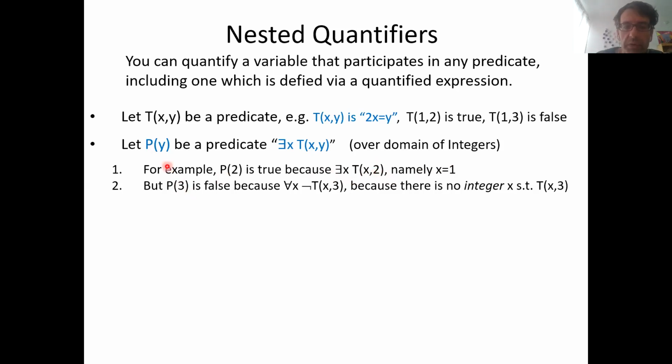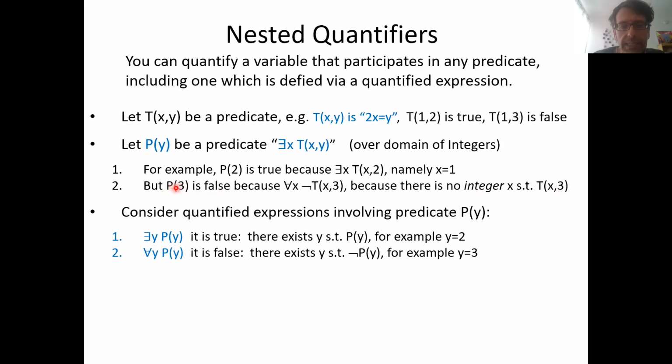Consider y equals 3. Then this statement is not true. It's not true that there exists an x such that 3 is its double. Indeed, for all x, it is the case that 3 is not a double of x. So there is no integer that makes this statement true, and therefore P of 3 is false, because P of 3 says that there is such an integer. So P of 3 is a false statement.